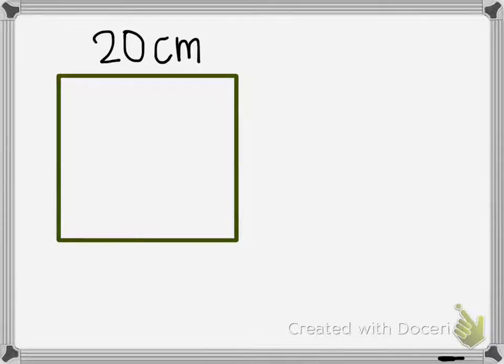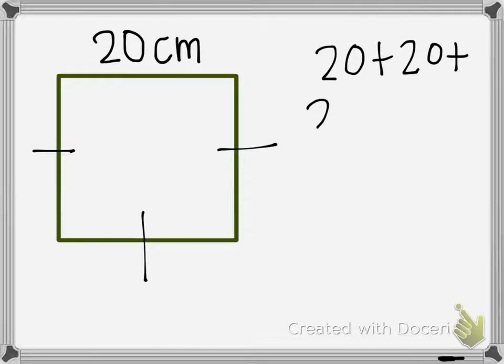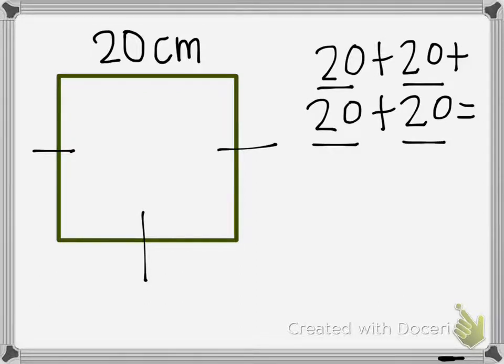So students would be expected to add all of the known lengths, and even though only one side is labeled here, students should be able to identify that all sides of a square are the same length. So even though only one side is labeled, they should know that this side is 20 centimeters, this side is 20 centimeters, and this side is 20 centimeters. So they would add 20 plus 20 plus 20 plus 20. They could also skip count 20, 40, 60, 80. So the perimeter here is 80 centimeters.